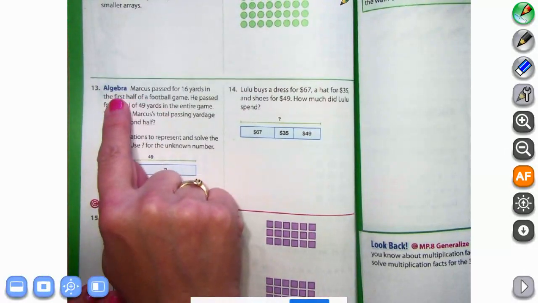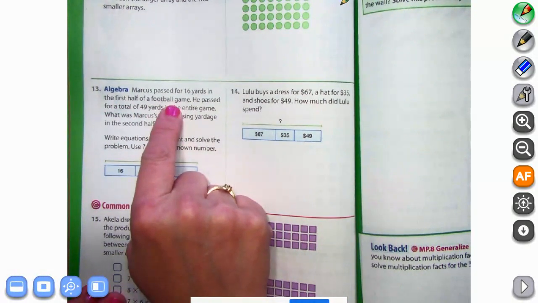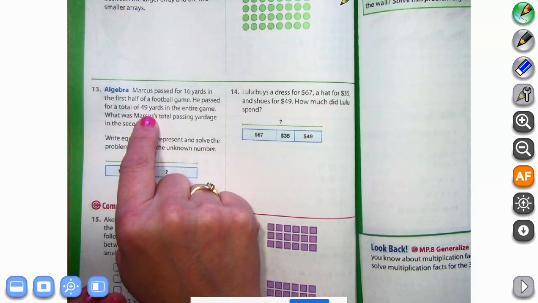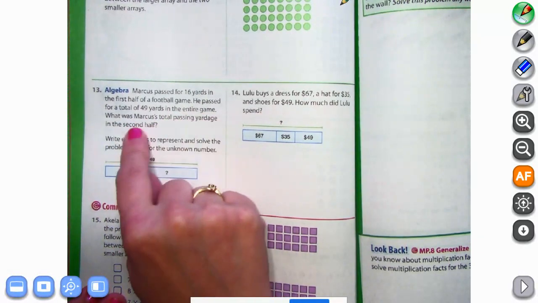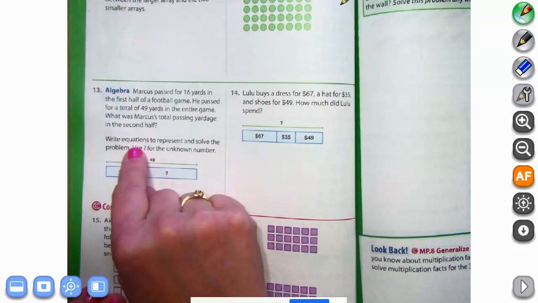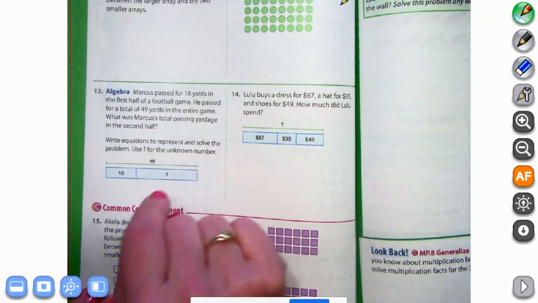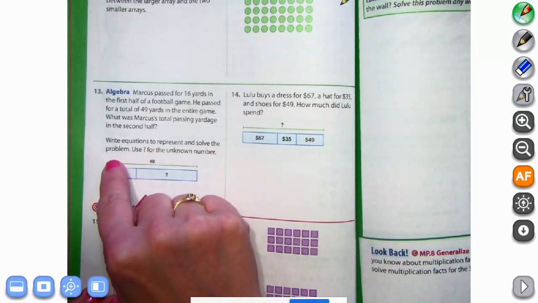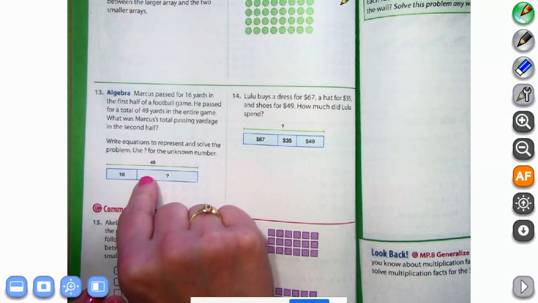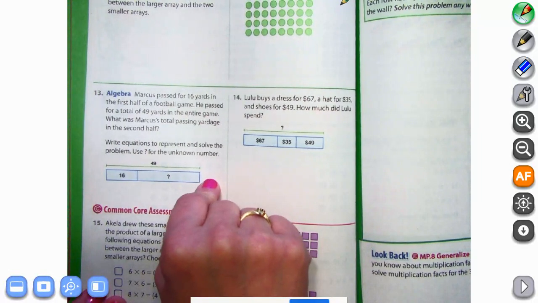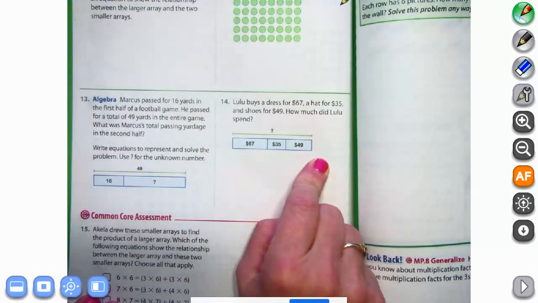Number 13, algebra. Marcus passed for 16 yards in the first half of the game, football game. He passed for a total of 49 yards in the entire game. What was Marcus's total passing yardage in the second half? Write equations to represent and solve the problem. Use a question mark for the unknown number. So, we know the whole game was 49, and just the first part was 16. So how much was the other one? What's the difference? Remember what difference means? What operation you're going to do?